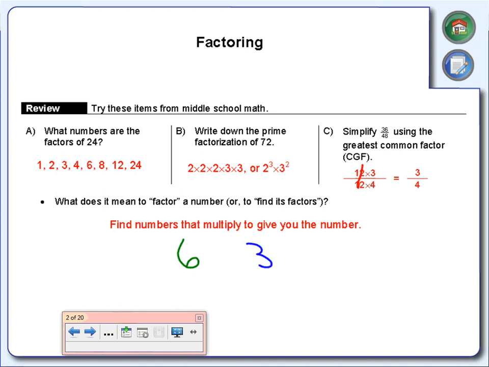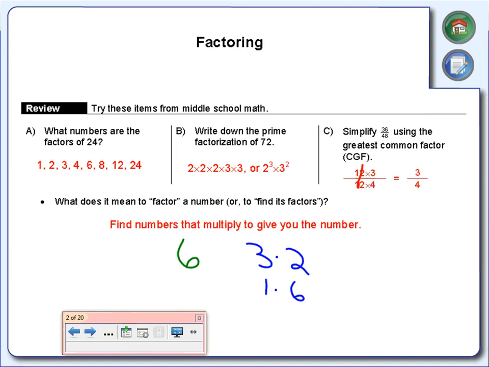Well, 3 times 2, right? 3 times 2 are factors of 6. Are they the only ones? They're not the only ones. What else am I missing besides 3 times 2? 1 times 6. Okay, so these would also be factors. 1 times 6.